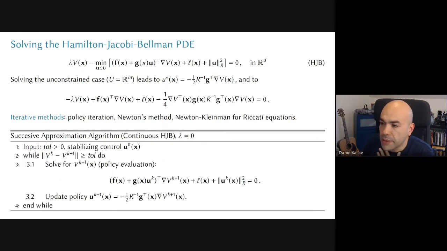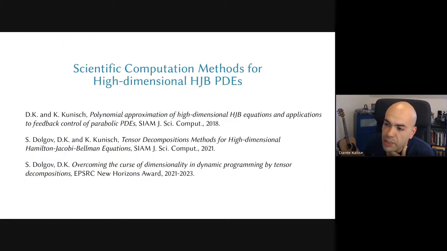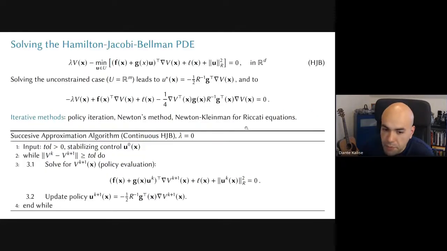Let's skip this. I first want to briefly introduce the idea of how to construct very classical numerical methods to solve the Hamilton-Jacobi equation, and what we can do with what I call tensor decomposition methods. So how do we construct a numerical method for a Hamilton-Jacobi equation?